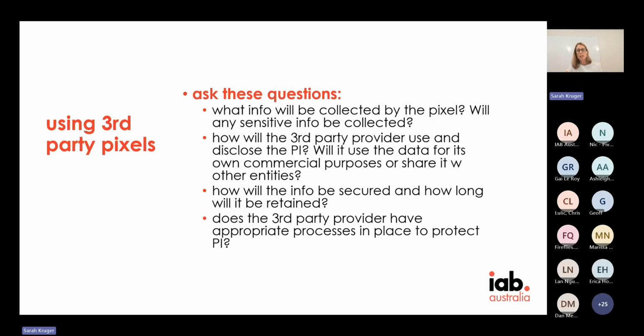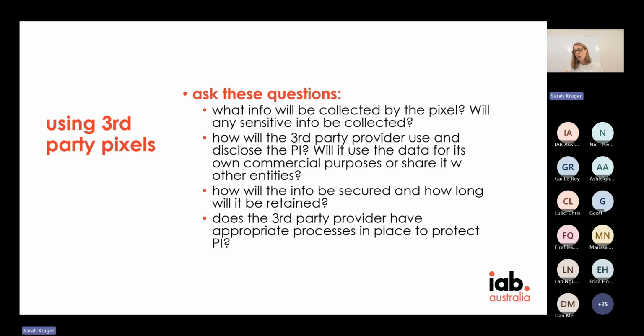So what information will it collect? Will any sensitive information be collected? How will the third-party provider use and disclose the PI? Will it use the data for its own commercial purposes or share it with other entities? Big red flag if so. How will the information be secured and how long will it be retained?